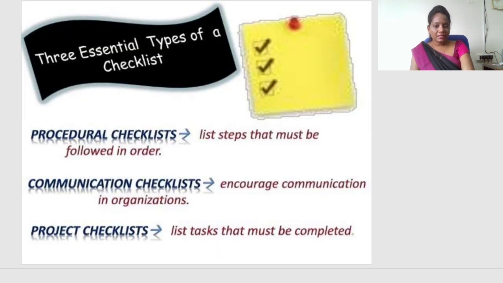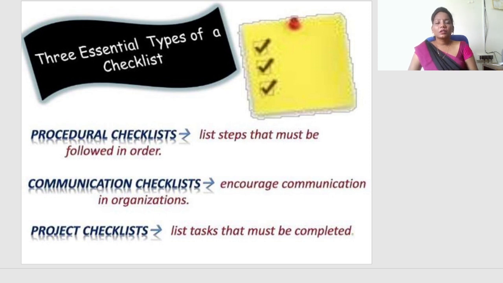So what are the three essential types of checklist? Procedural checklist, communication checklist, and project checklist. A procedural checklist means, suppose in your first year BSc nursing you want to see bed making. For that you should have one checklist or one evaluation criteria, so that you can understand what is expected from that procedure. It lists steps that must be followed in order. And a communication checklist means encouraging communication in the organization.